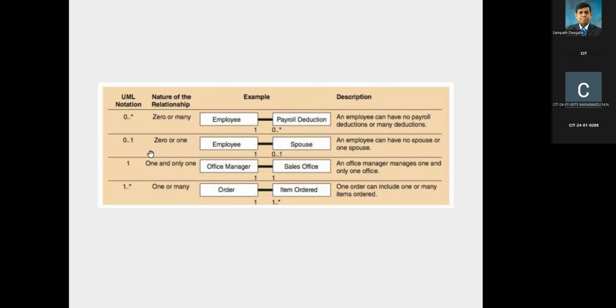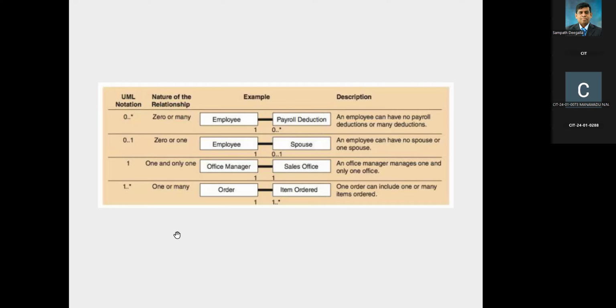Okay, so that's what we have. The next one is 0 or 1, which indicates that an employee may have no spouse or just one spouse. So that's what 0 and 1 means, which you can think of as the min-max notation. This is exactly what we call the min-max notation. And if you have just one and only one, it means that an office manager will be in a sales office, and the sales office has one manager, so we can say it's a one-to-one relationship. One indicates that min is 1 and max is 1.